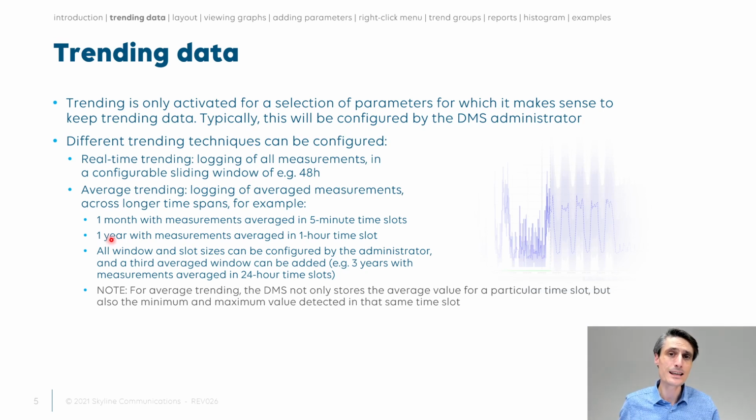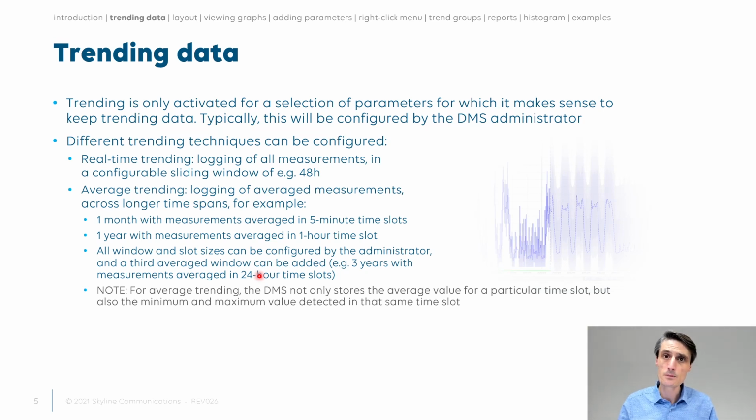And on top of that, you can even add a third window. A third window, for instance, saying I want to go for 3 years or maybe 5 years with averages time slots of 24 hours. So every day, I still know the average, the minimum and the maximum within that day, but for maybe 5 years. So that third time slot can also be added.